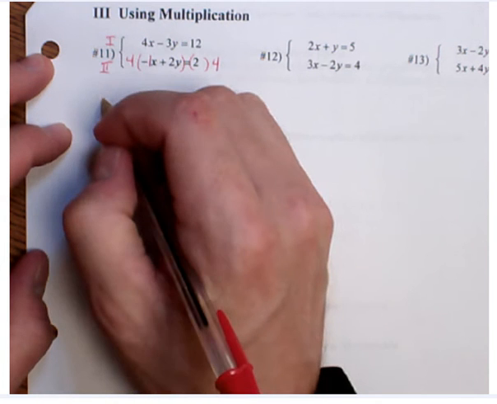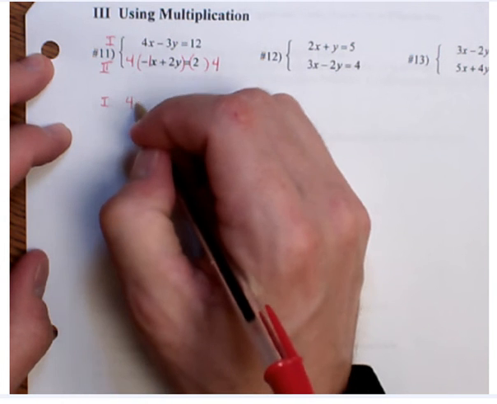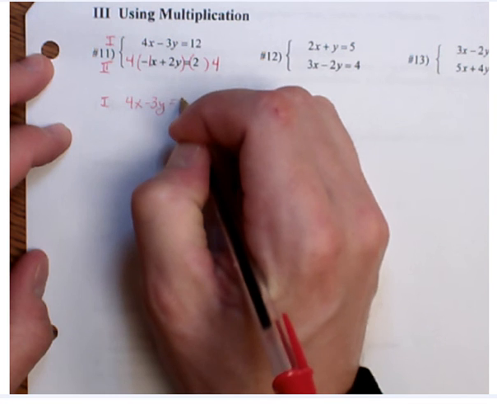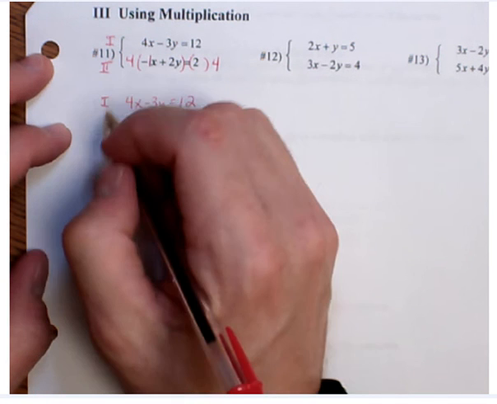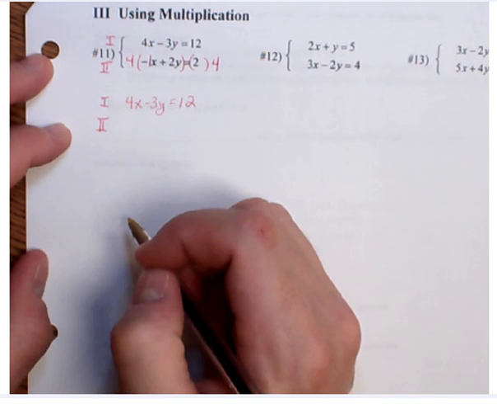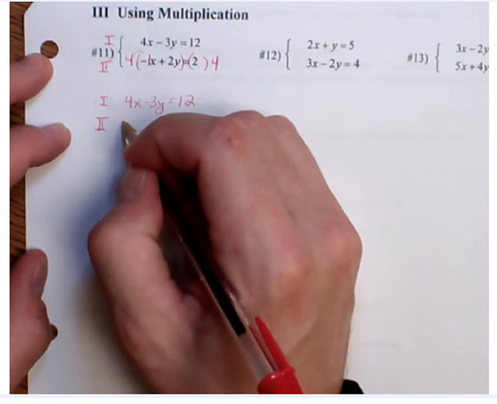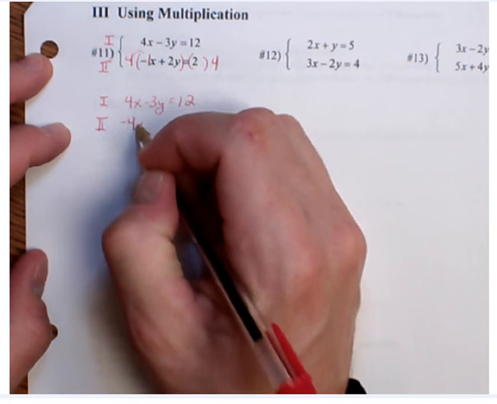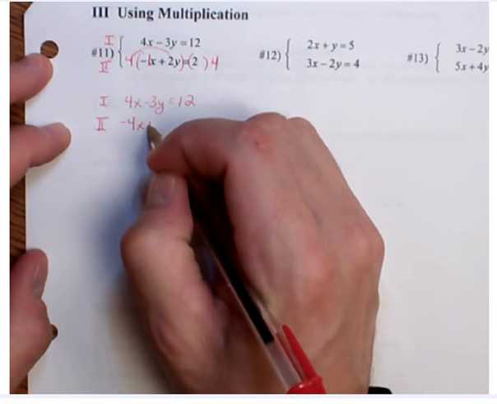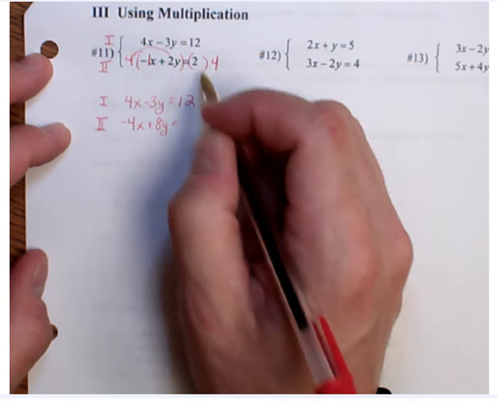So equation 1 doesn't change. I'm not doing anything to that. That stays the same. Equation 2, you have to distribute. That's going to be negative 4x. Now that's nice. We're going to get positive 8y plus 8y equals 2 times 4 is 8.